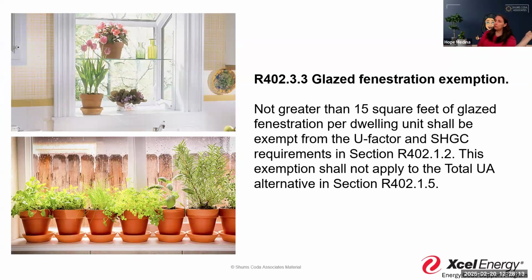Now, just like with the opaque doors, windows have an exemption to it. If you have 15 square feet, you are allowed to exempt the U factor and solar heat gain coefficient that we find in our table. The only thing is you can only use that 15 square feet if you're going with the R value option of the prescriptive path. If you're going with REScheck or the U factor option, you don't get the ability to have that exemption. While there is flexibility, it's flexibility if you are just going with the R value option.